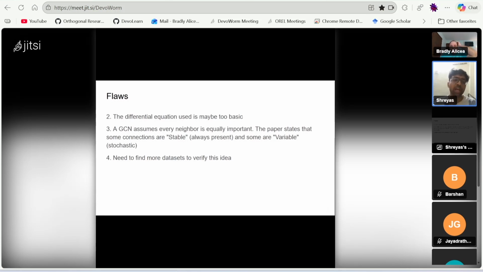The fourth thing is I need to find more datasets to verify this idea, and maybe if possible get a new organism to test whether this is a generic thing or limited to C. elegans. So basically I need to find more datasets. I did find some more datasets, but they are of some other organism, not this particular one.